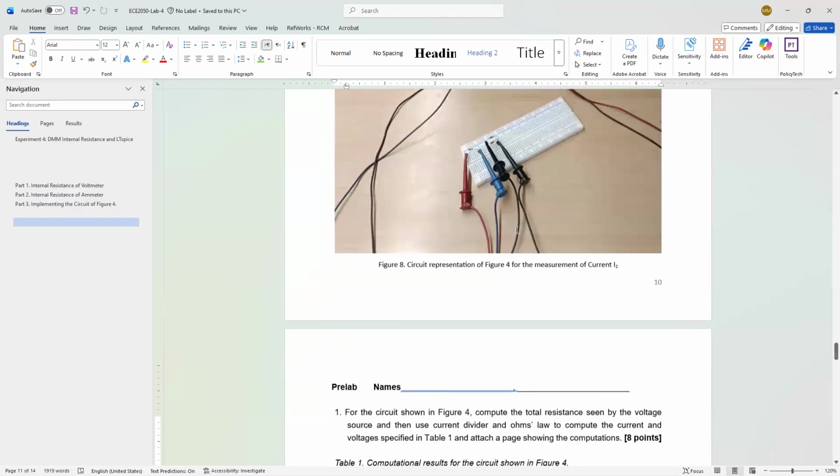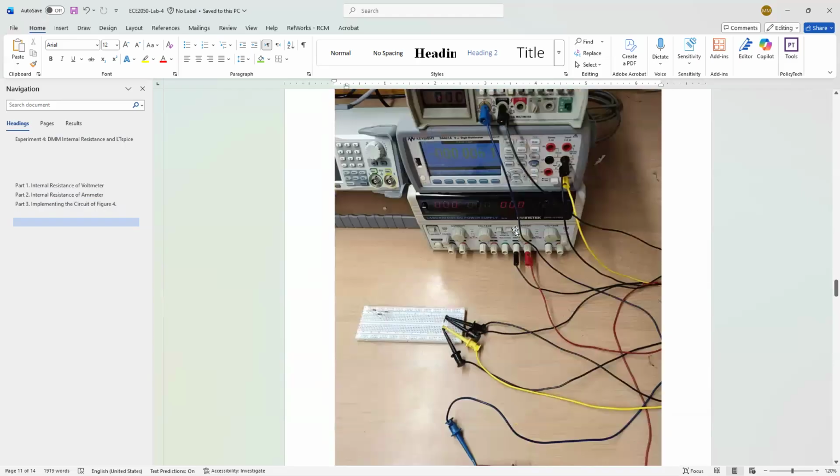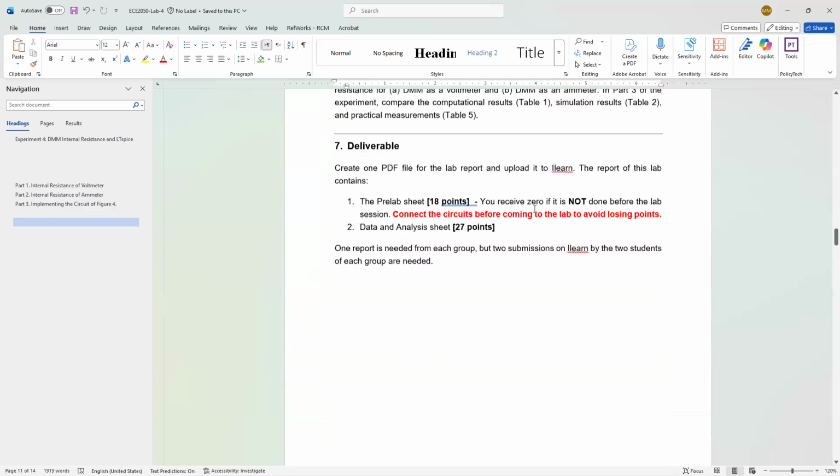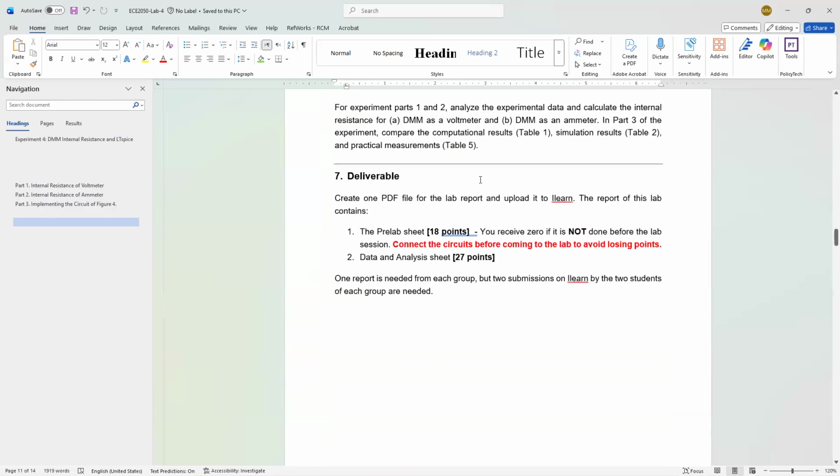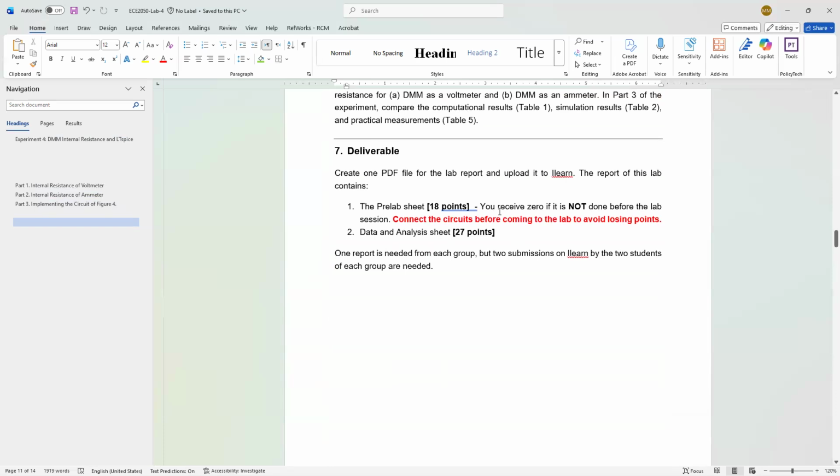As I told you before, if you see the deliverable here, this is what should be in your report. There are 18 points for the pre-lab. If you don't do the pre-lab before coming, you will get 0 in this part, even if you upload it with the final report, because you didn't do it before the lab. One more thing, very important, guys: you only have 1 hour and 50 minutes.